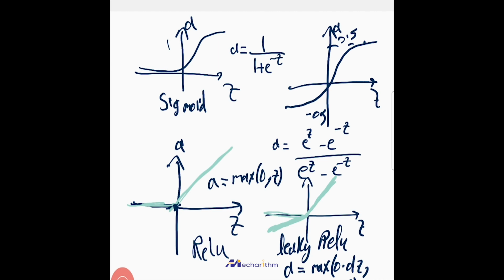So the type of activation that you're going to select is a hyperparameter that you need to tune as well. Much like your learning rate, the number of hidden units per layer, and the number of layers. So all of these are called hyperparameters that you're going to need to tune in order to obtain the best possible performance.